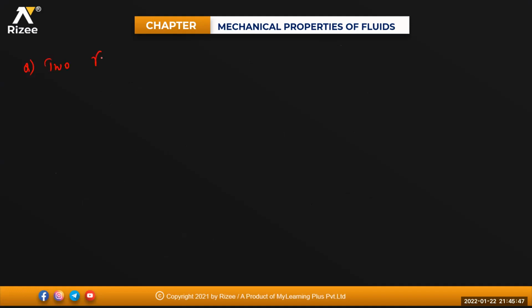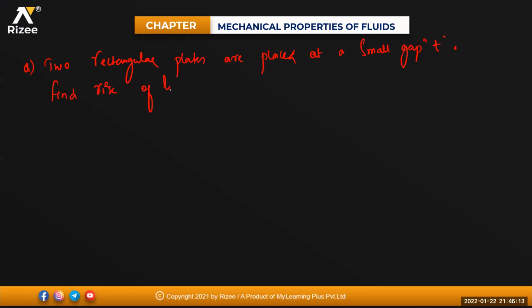Do this question: two rectangular plates are placed at a small gap, at a small gap T. My question is: find the rise of the liquid between them. The angle of contact theta is equal to 0 degrees. Okay, beta, two rectangular plates.